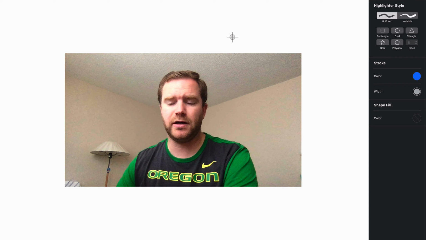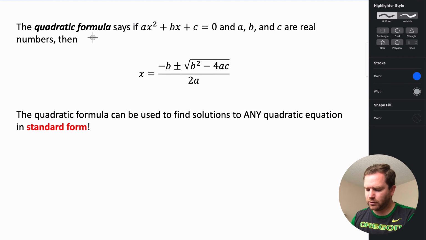In this video, we're going to be taking a look at the quadratic formula. This is the last method that we will use to solve quadratic equations. So the quadratic formula says if ax squared plus bx plus c equals 0, and a, b, and c are real numbers, then x equals this: the opposite of b plus or minus the square root of the quantity b squared minus 4ac, all divided by 2 times a.